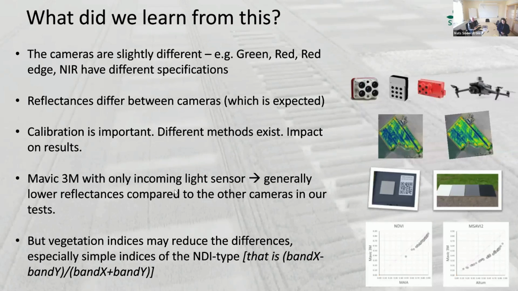This Mavic 3M had, with the incoming light sensor, we saw that it was lower reflectances, but to some extent this was reduced when we used indices. So that's very important to think about.